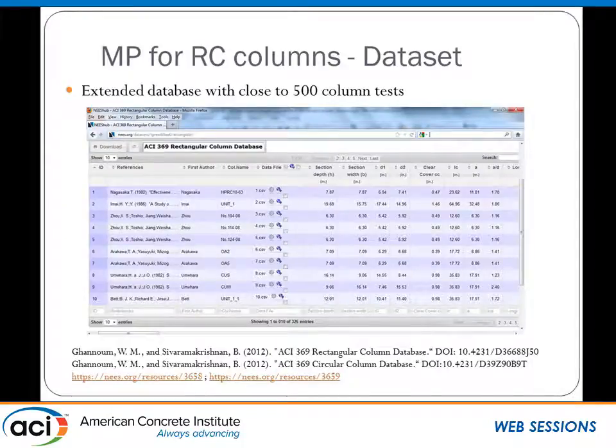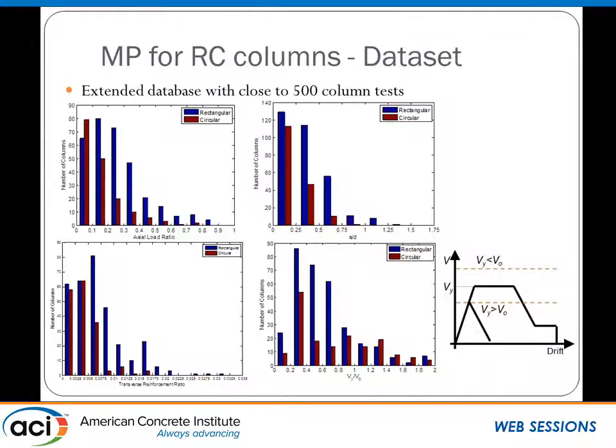So this is the database. It's available on the NICE Hub website, over 500 column tests. If you go to the NICE Hub website, you can look for the ACI 369 column database. There's one for circular columns and one for rectangular columns. The data splits out this way, so I'm going to give you an idea of what the data looks like. If you look at axial load ratio, this is axial load divided by gross area times f'c. We have anywhere between 0 and all the way up to about 0.85. Very good spread of axial load ratios, so we cover a wide range for the columns.